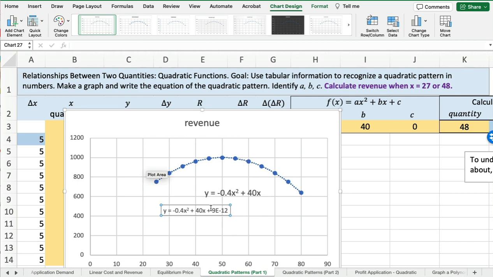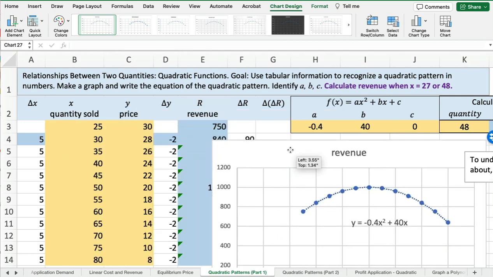But I want to compare this to the one that I already have there for a certain reason. That plus 9e negative 12 is such a small decimal because 10 to the negative 12th power is a very, very, very, emphasis on the word very, small number. So we can just go ahead and delete that. That's just an error term that happened as a result of the regression. But the true equation of these points is negative 0.4 x squared plus 40x. Okay, so that is accurate.